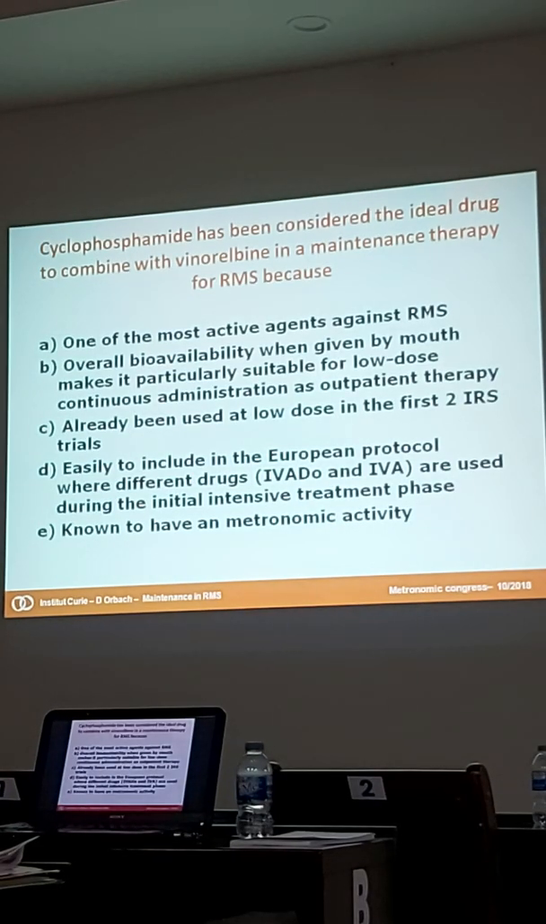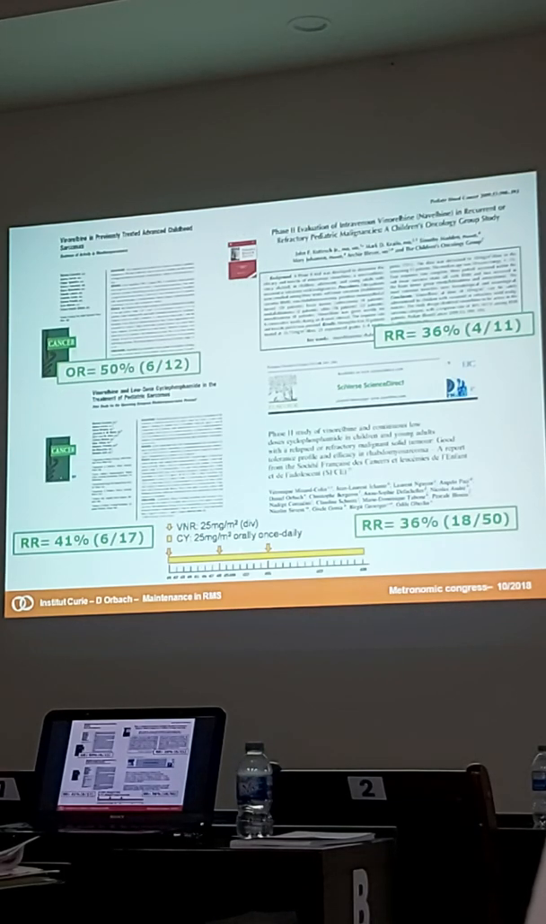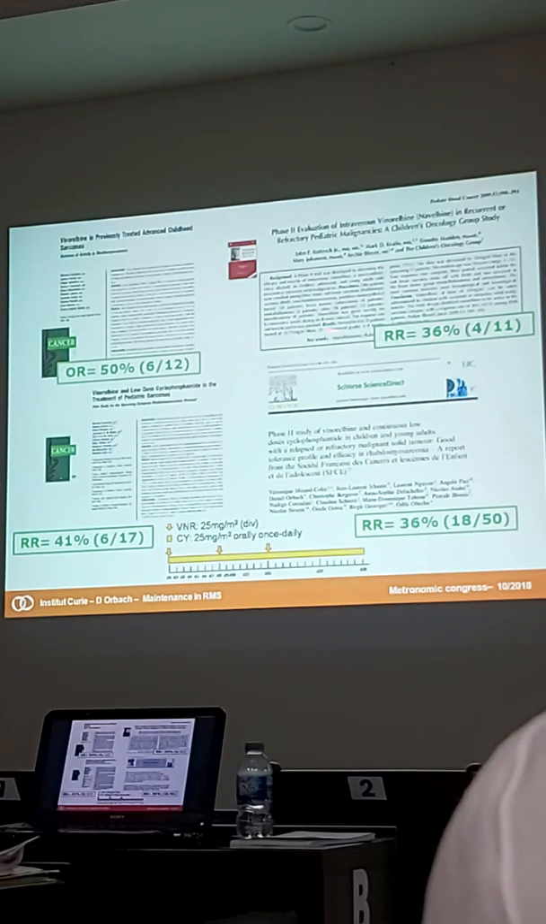So why did we decide to do this? Because we know that cyclophosphamide is active in rhabdo. It's an easy way to give this drug. You can give it orally, so it's easy to deliver this study. It's known to have a metronomic activity in other brain tumor protocols. We already know that vinorelbine was active in rhabdos. This is a study analyzing the efficacy of intravenous vinorelbine in relapsed patients, and you can see that there were some responses. So we already knew that vinorelbine was active alone or with cyclophosphamide.